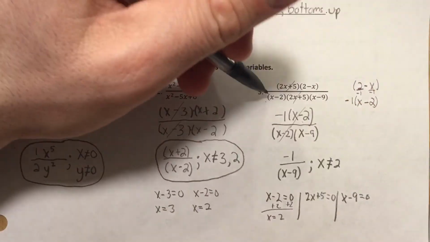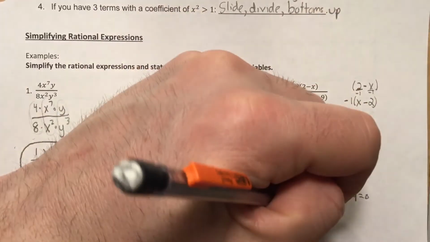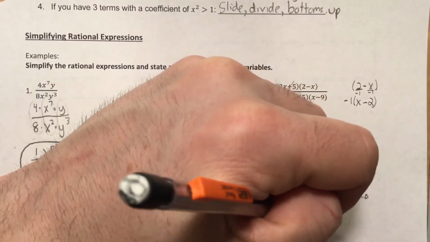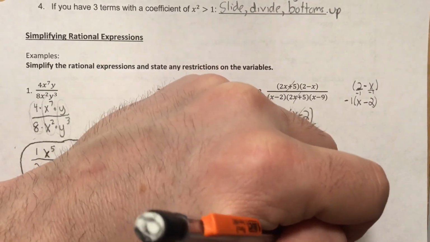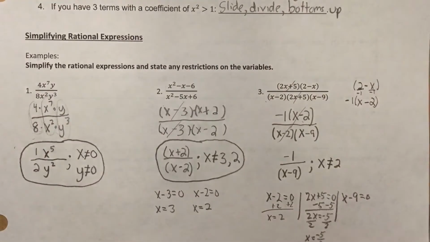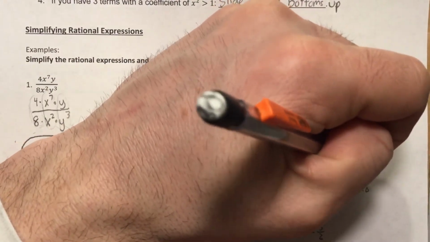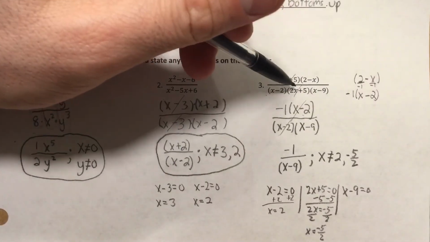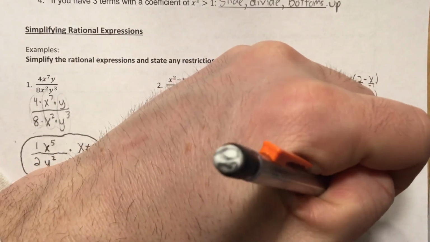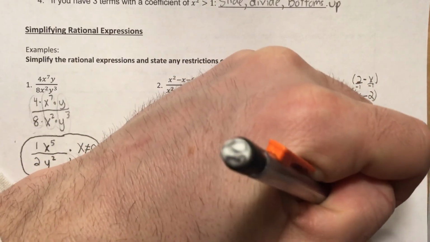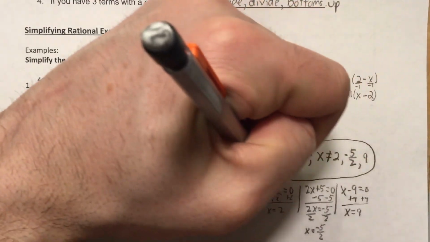Because if I plug that in, 2 minus 2 is 0. For the next one, I would subtract 5 and then divide by 2. So x cannot equal -5/2, because 2 times -5/2 is -5, plus 5 is 0. And then I would add 9. x cannot equal 9, because 9 minus 9 is 0. So this is my final answer.